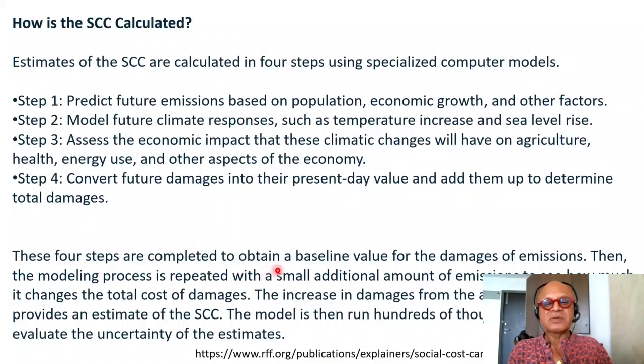These 4 steps are completed to obtain a baseline value for the damages of emissions. Then the modeling process is repeated with a small additional amount of emissions to see how much it changes the total cost of damages. The increase in damages from additional emissions provides an estimate of the social cost of carbon. So it's the additional ton that we're always worried about. Model is then run hundreds of thousands of times to evaluate the uncertainty in the estimates.